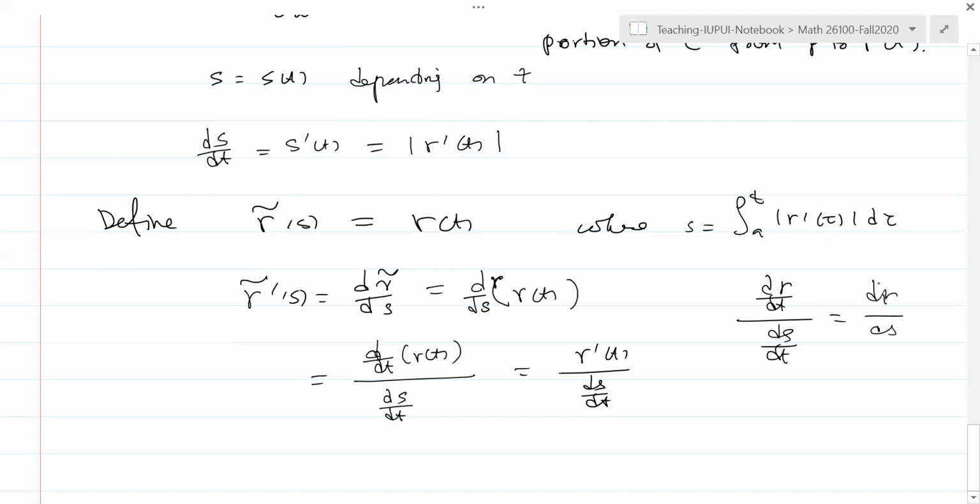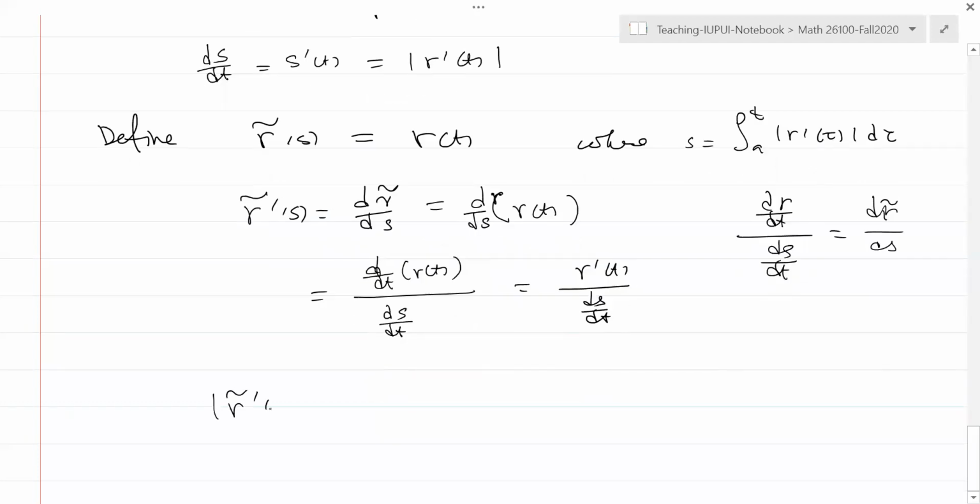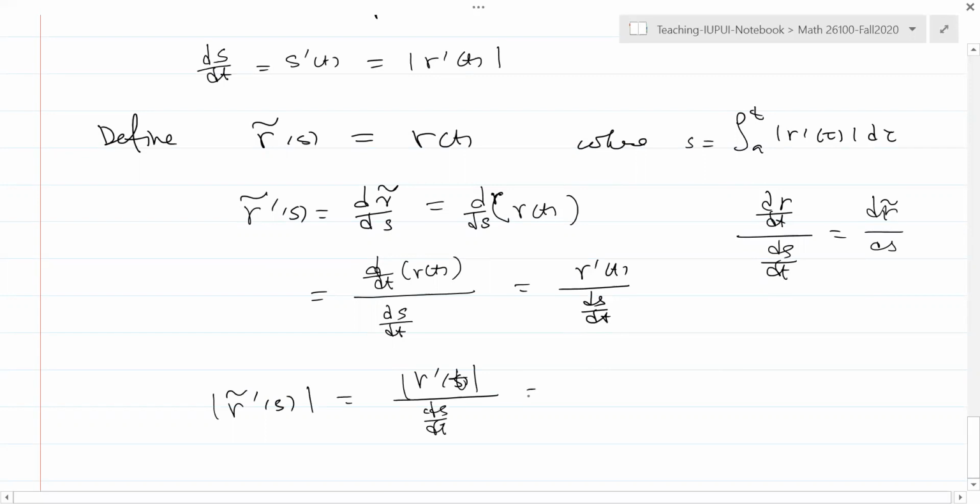For this one I use different letters, I just write r2 for that. Now you have this identity, so the length is going to involve ds over dt. But we already know that ds over dt is the length of the tangent vector at the particular point, and that's always equal to 1.